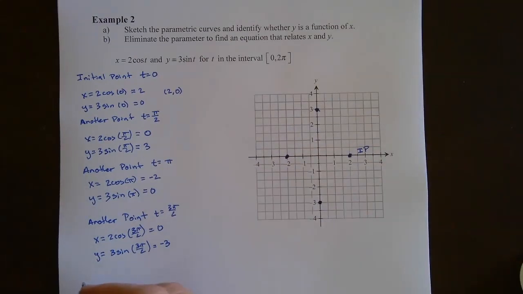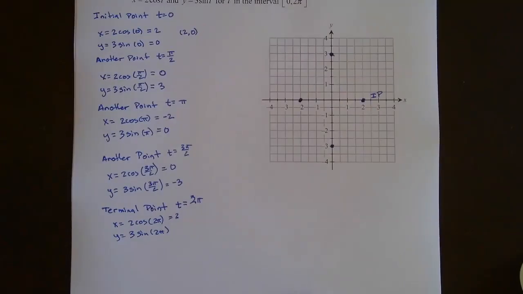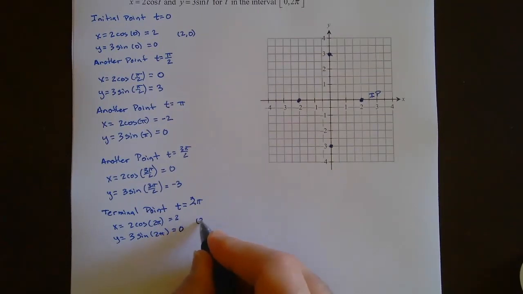So another point is the terminal point now. Okay, and that would be t is equal to 2 pi, sorry. I started to do 3 pi over 2. So 2 pi, right? So x would be equal to 2 cosine of 2 pi, and your y coordinate would be 3 sine of 2 pi. Well, cosine of 2 pi is 1, so this would be 2. And sine of 2 pi would be 0, and 3 times 0 is 0, right? So this point would be 2 comma 0, right?